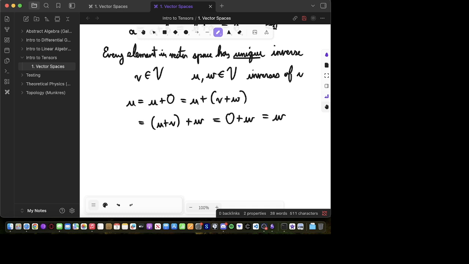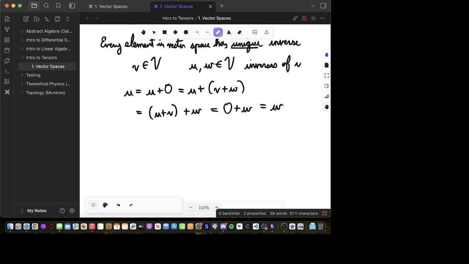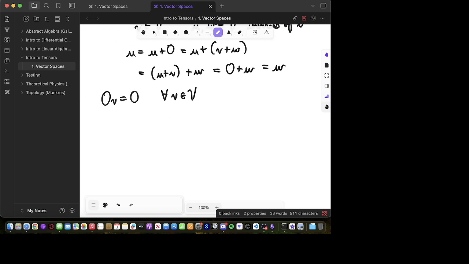So there must be only one unique additive inverse. All right, the next theorem: 0 times v equals 0 for all v in the vector space. Again, the proof is fairly simple.